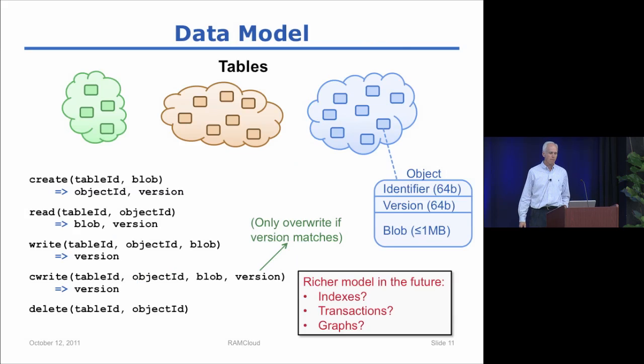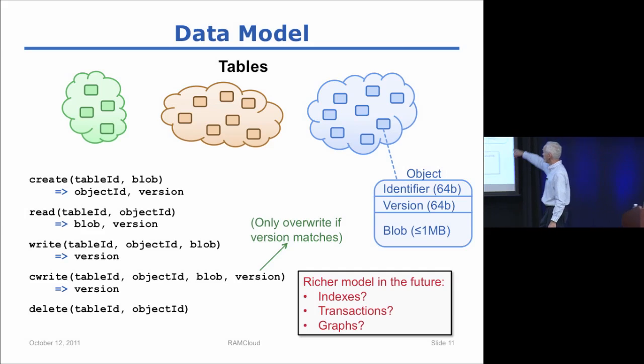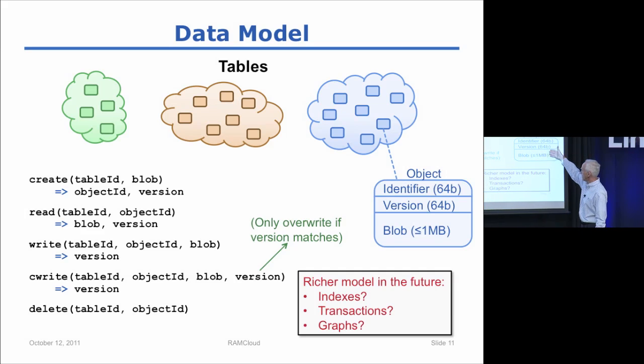The data model for RAMCloud is currently very, very simple. It's a key value store with multiple tables. So you can have any number of tables. A table has any number of objects. Each object right now has a 64-bit unique identifier, a blob of data that RAMCloud does not understand at all. It can be up to a megabyte, and then a 64-bit version number associated with it.